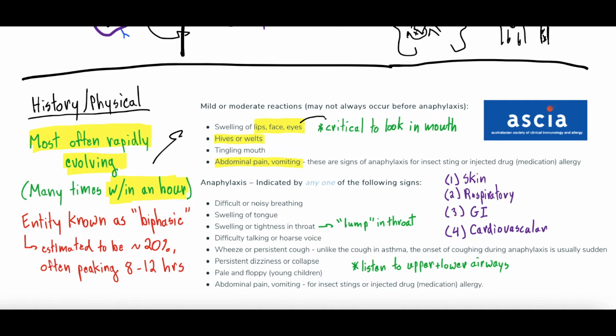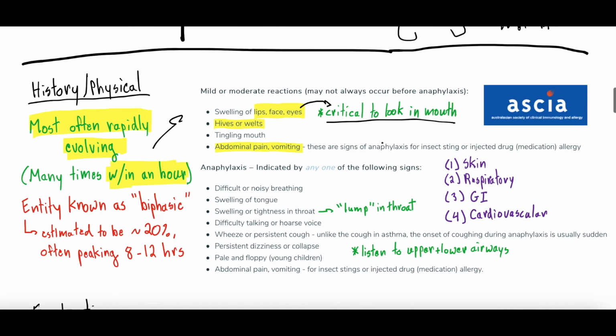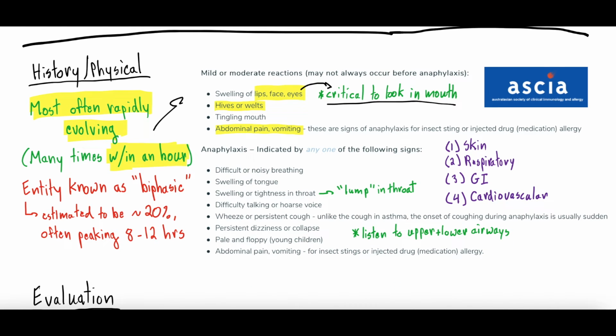It's critical in these patients to look in the mouth and look underneath the tongue for any sign at all of swelling. And in addition to that, anaphylaxis can often cause difficulty or noisy breathing, again, swelling of the tongue, swelling or tightness of the throat that many patients describe as a lump in the throat, hoarse voice, wheezing or cough, dizziness or collapse. They get pale, abdominal pain, and vomiting.